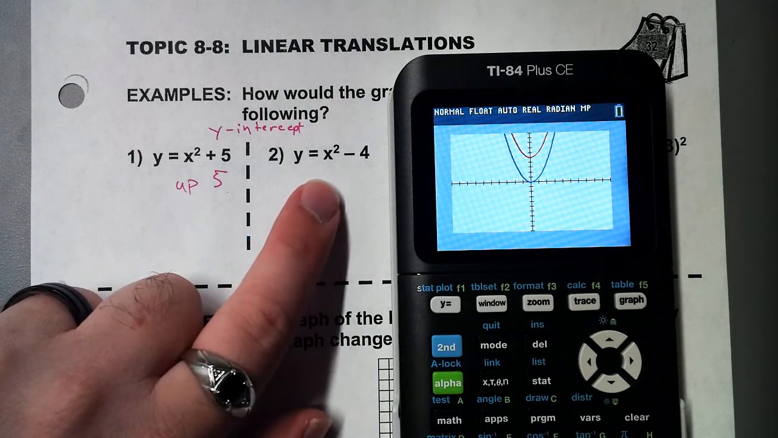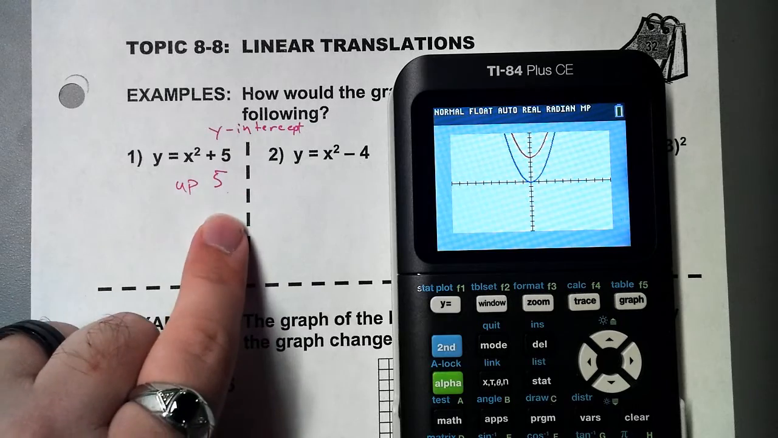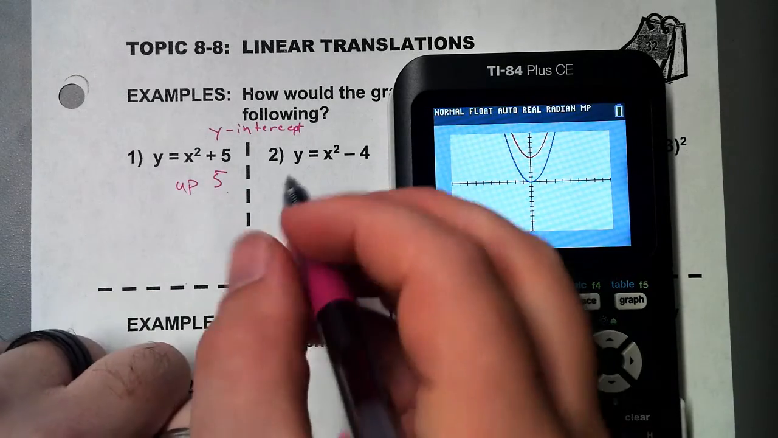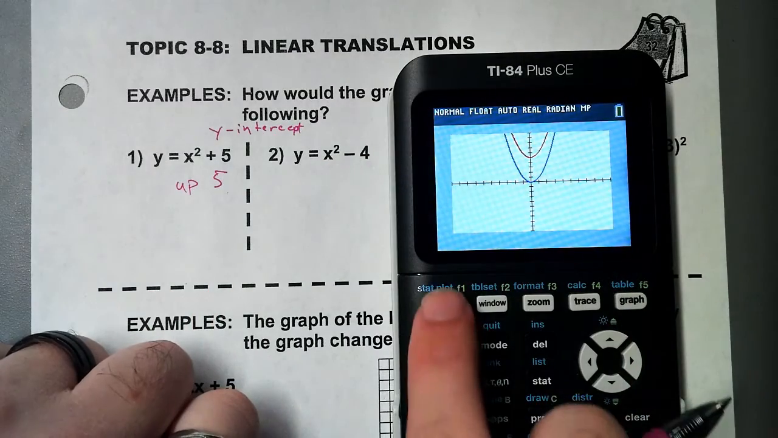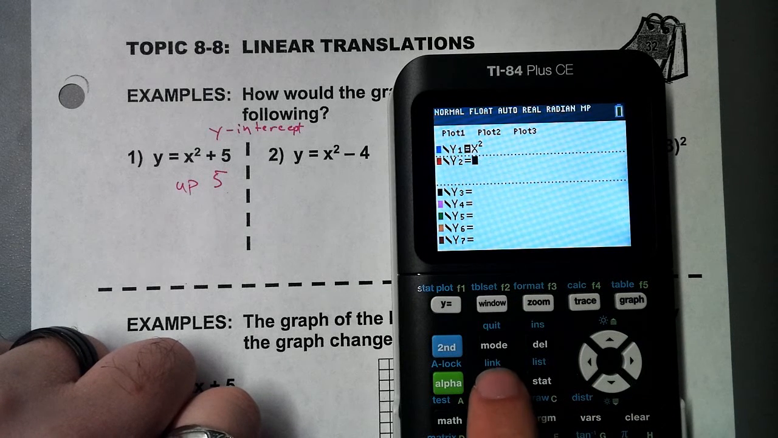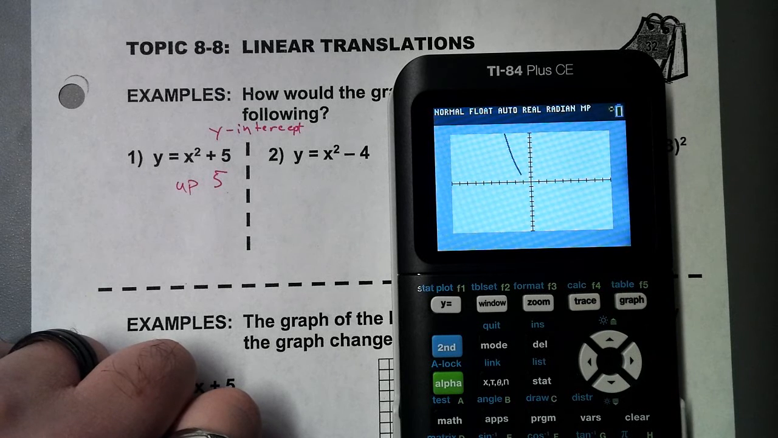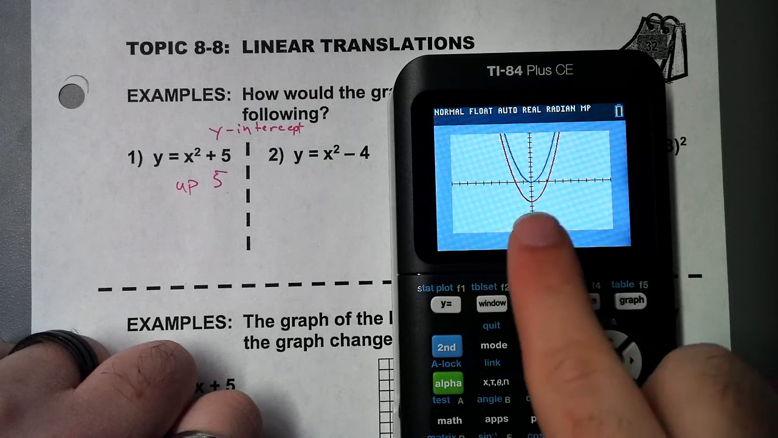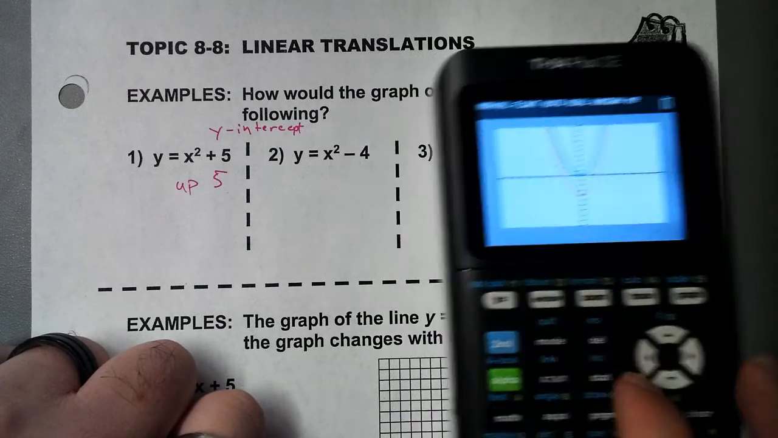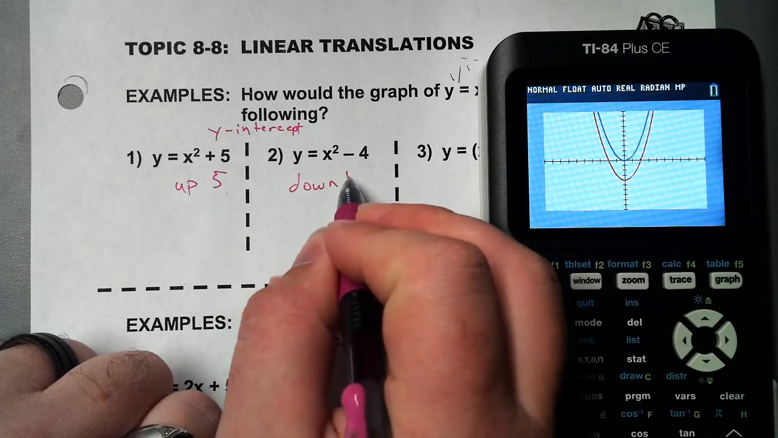Now this one says y equals x squared minus 4. You should probably think that this one, since plus 5 went up 5, this minus 4 means it's going to go down 4. Before we write it, let's go ahead and graph it and check. So I'm going to erase this one, and I'll put in x squared minus 4. Hit graph again. Now we have the same graph, it's just slid down 4 spaces. So right here, we just know it's going down 4.